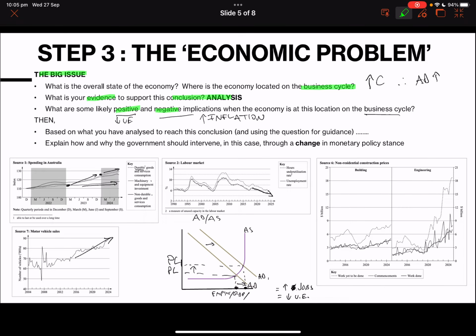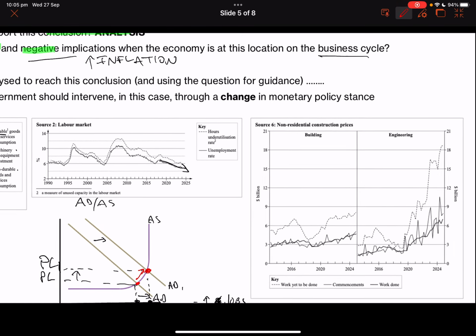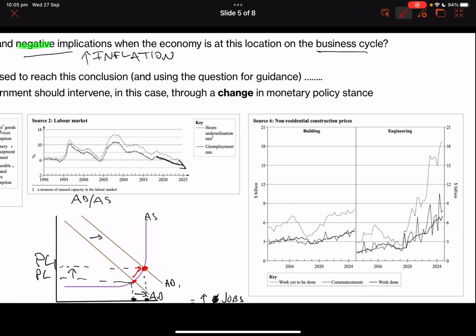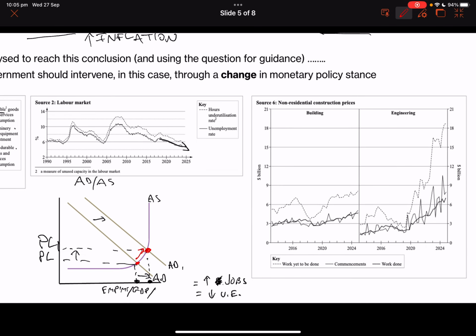Well, you think about your ADAS model for a second here. AD is shifted to the right. We kind of shifted up the AS, the new equilibrium on the AS curve. We're seeing an increase in output, makes sense, but it also means that we're seeing things at higher prices. And if we now look at source 6 to the right side of the page here, let's see how we can map this out. Source 6 has some interesting stuff.